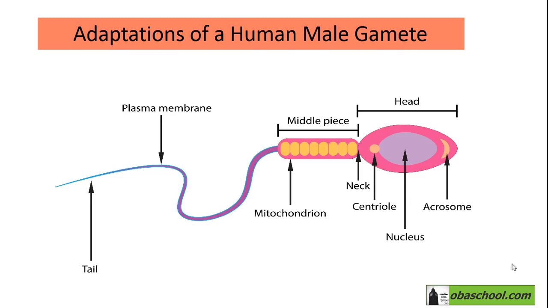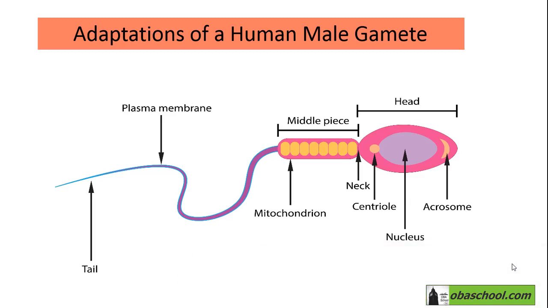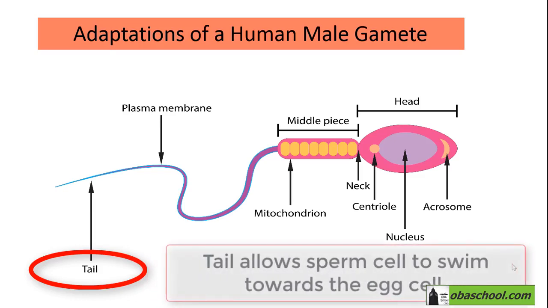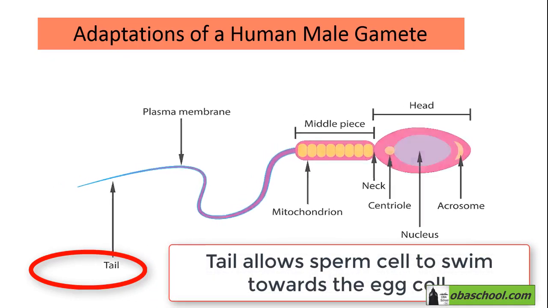The second adaptation of the sperm cell is the presence of mitochondria inside the middle piece. The mitochondria give energy to power the tail and allow motion. The third adaptation of the sperm cell is that the tail waves from side to side, allowing the sperm cell to move and swim toward the egg cell.